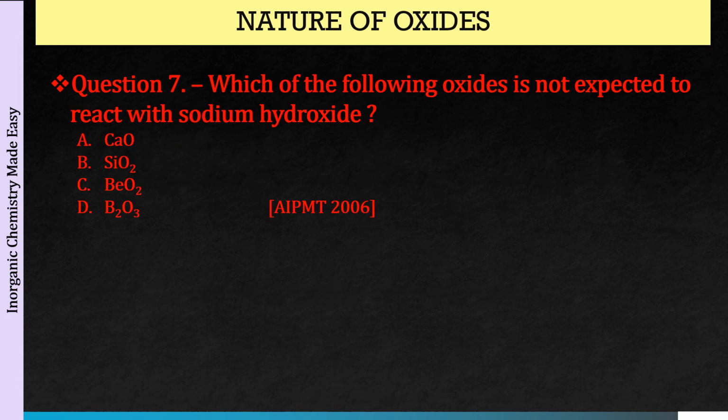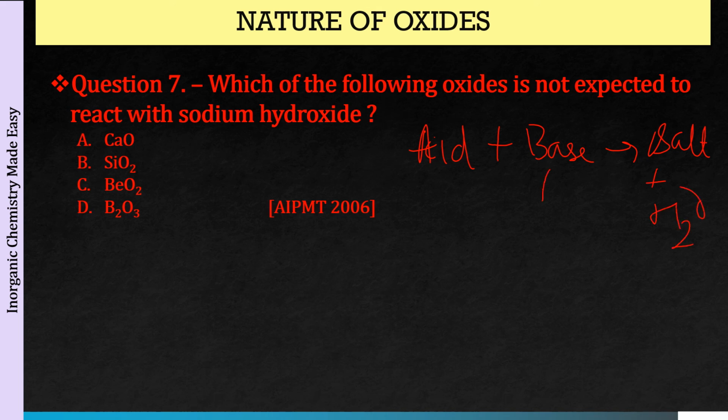Now question number 7, this is from AIPMT 2006. The question says, which of the following oxides is not expected to react with sodium hydroxide? So which oxide will not react? Well, it has to be a basic oxide. If it is an acid, right? So acid reacts with a base to form salt and water. So this is what we call as the neutralization reaction.